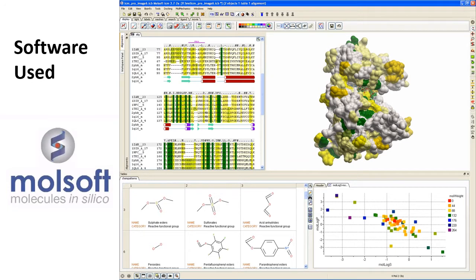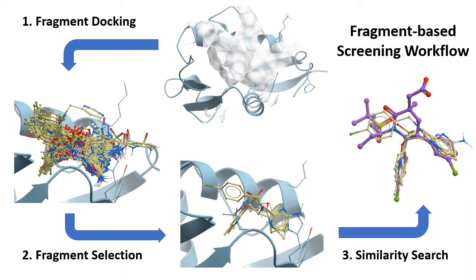Before I start, I just want to mention that all my work was done in the ICM Pro software developed by MolSoft. It was used in this project to visualize protein and ligand structure, as well as perform all the needed operations including docking, filtering, and conducting similarity searches. This fragment-based screening method consists of three main steps: fragment docking, fragment selection, and finally a similarity search. Here's an overview of all the steps. I will now present the steps one by one in ICM Pro and discuss each step more in depth.